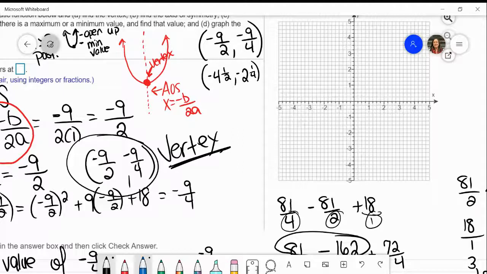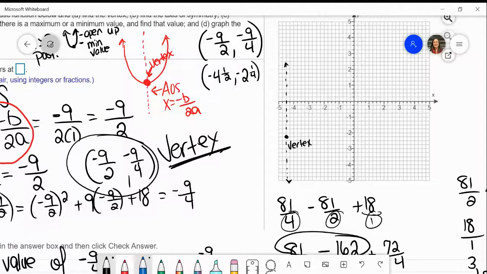So what we have here really is -4 1/2, and -2 and 1/4 right there, if I can stay on my line. So that is my vertex. My axis of symmetry, of course, is going right through this -9/2 or -4 1/2.